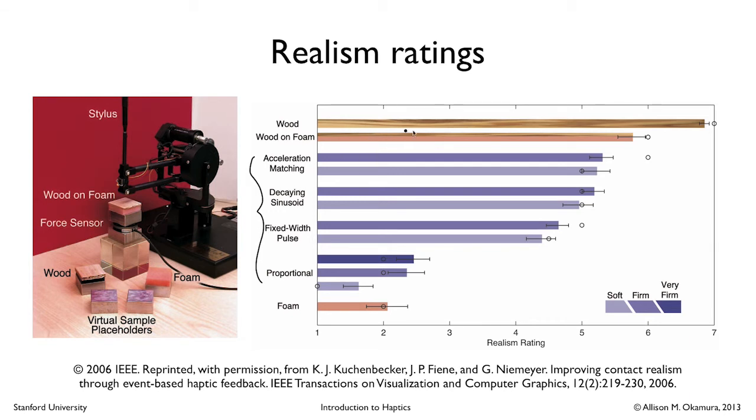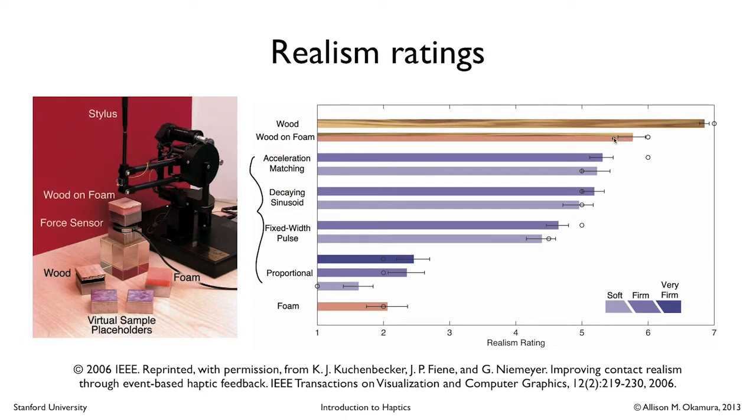So what she had her users do was give a realism rating on a scale of 1 to 7, where 1 was totally not realistic and 7 was very realistic. And her users had to say how much this felt like wood. How much did it feel like tapping on wood? And they were blindfolded. So when they were tapping on actual wood, they had to give a scale of how much did it feel like they were tapping on actual wood. So interestingly, and you can see some error bars here, not everybody for every trial thought that wood felt like wood. But as you would expect, wood felt more like wood than anything else on this chart.